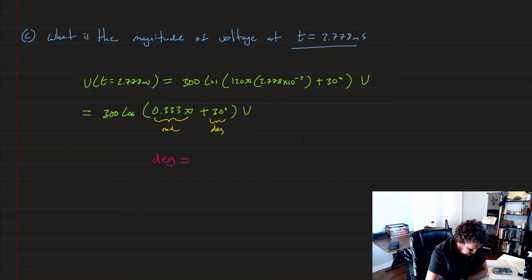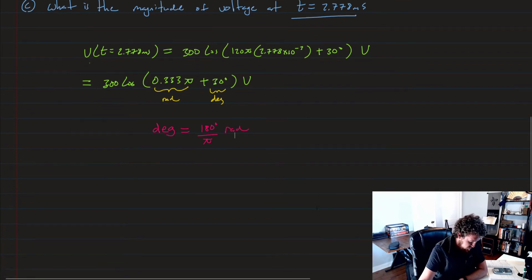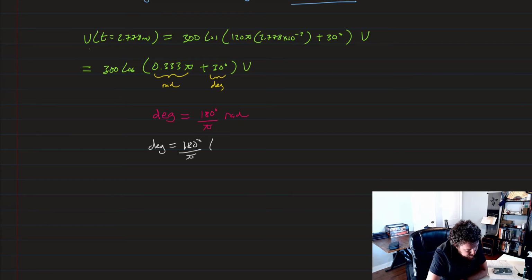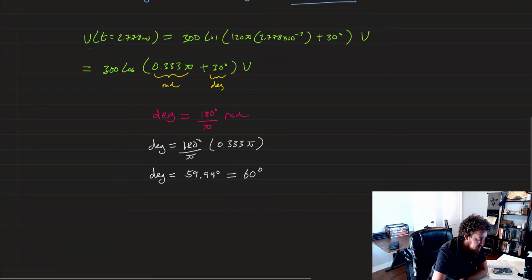We'll say that our degrees is equal to 180 degrees over pi times the value in radians. So we'll say our value in degrees is equal to 180 degrees over pi times 0.333 pi. The pi's cancel, 180 degrees times 0.333 is equal to, it's actually 59.94 degrees, but let's make the math a little bit easier and just round it up to 60 degrees.